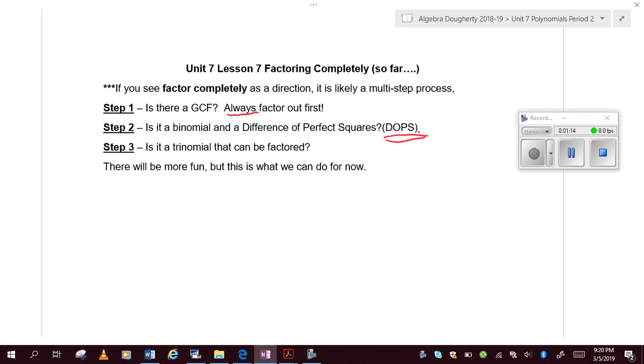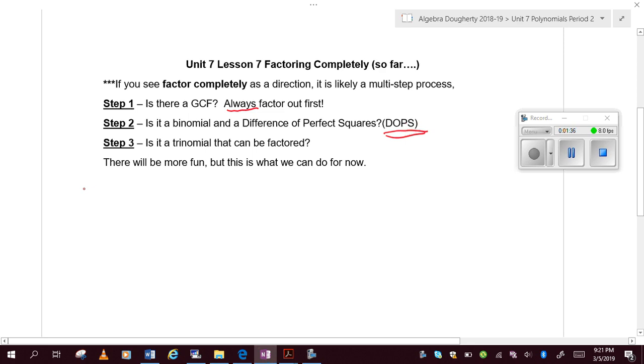Step 3, we ask ourselves, is it a trinomial that can be factored? We will see more different types of trinomials that can be factored, but for now, we just have to ask ourselves, hey, is there an x squared? Is it a leading coefficient of 1, and can it be factored? Let's look at a few examples here.